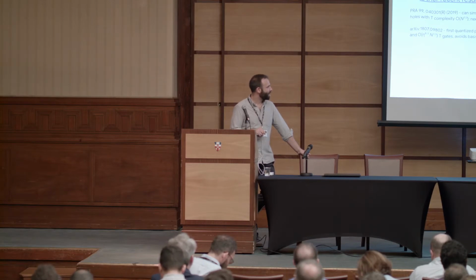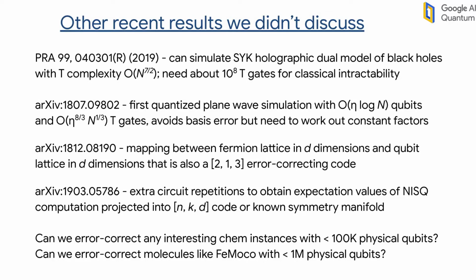Another thing that we've been working on, which is not compiled all the way to T gates yet, so I figured it wouldn't be appropriate to talk about here, is another way of dealing with this basis error problem associated with the plane waves: you still use the plane waves to simulate even molecules, but you work in first quantization. So in first quantization, instead of keeping track of if there are electrons in a bunch of different places in space, you keep track of where each electron is in space. And so ultimately you need only a number of qubits that's eta log n, where eta is the number of electrons and n is the number of basis functions.